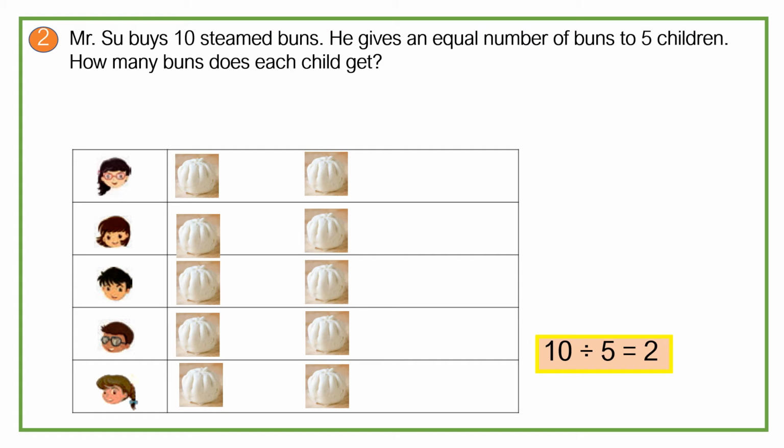So this actually means 10 divided by 5 equals 2. So now we do not have any remainder because there is no bun that has been left. Each child gets 2 buns and no bun is left. So this means that this division has no remainder.